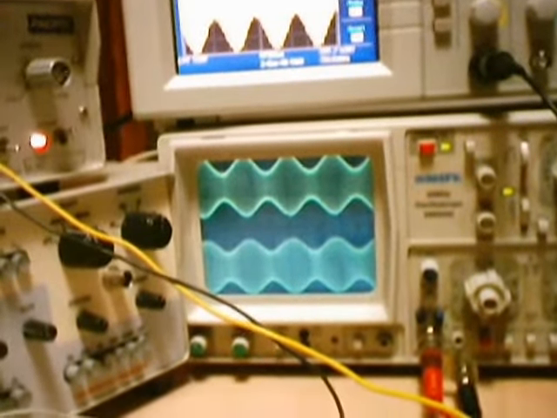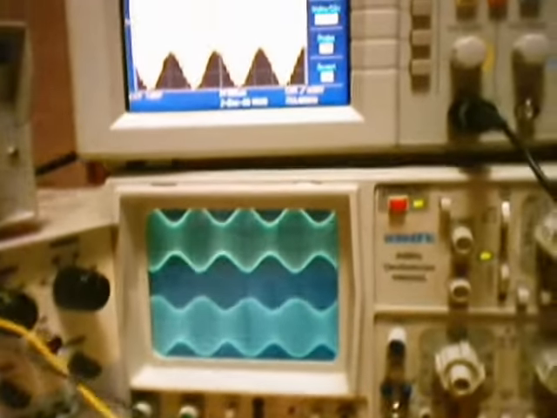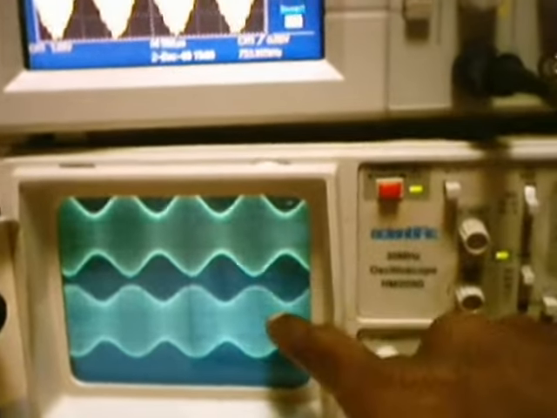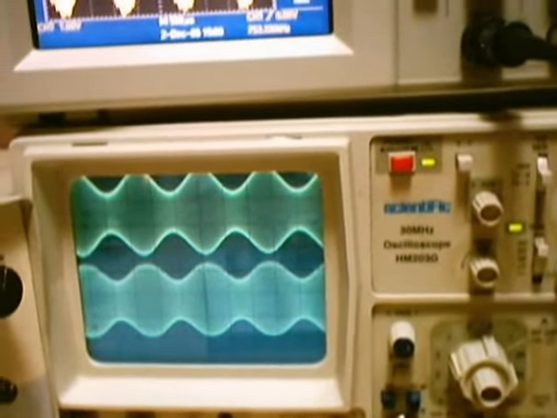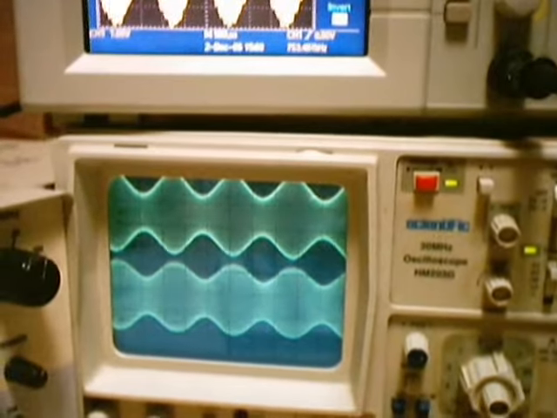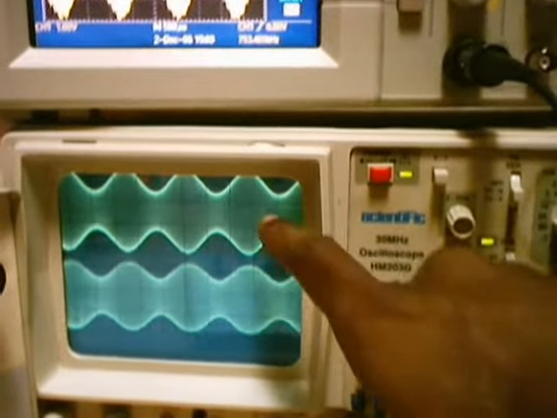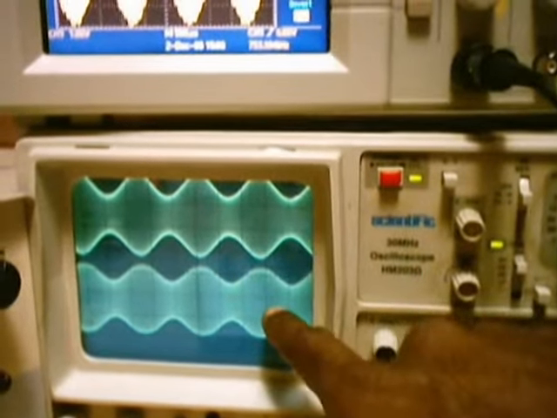Now you can see there's no difference between the input and output waveform. The envelope shape of this and this are 100% the same. So there's no problem in the modulated waveform, the envelope. This is the input of your mixer, and this is the output of the mixer. Then what is the difference?